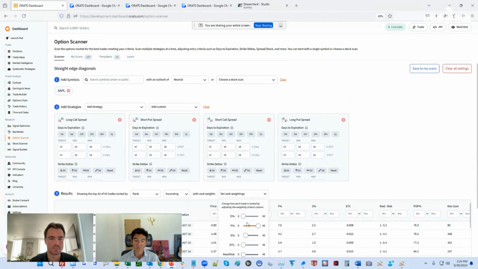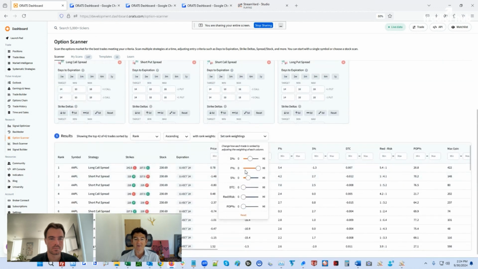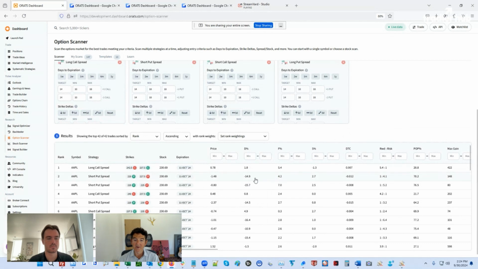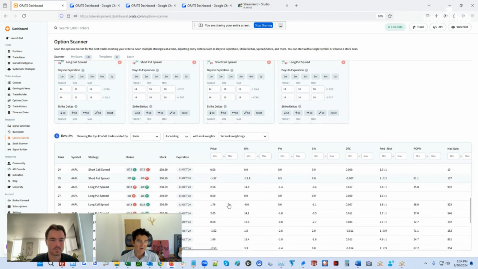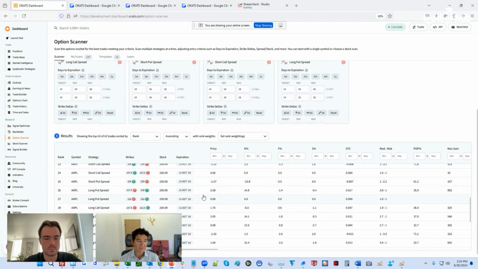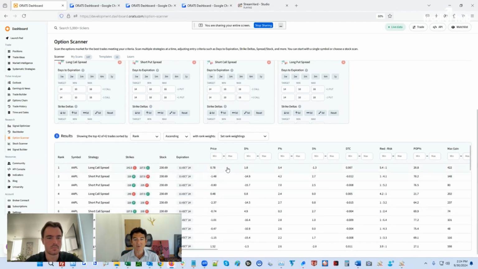Oh, you could weight these rankings too. I just had a forecast in there, but now we'll put a little distribution, a little smooth. And then we get some of these trades, like this long call spread might be one to look at to see if there's any the other way. Meaning these are all, here's a long put spread. So we could go long call spread, long put spread. How's that? Sounds good.